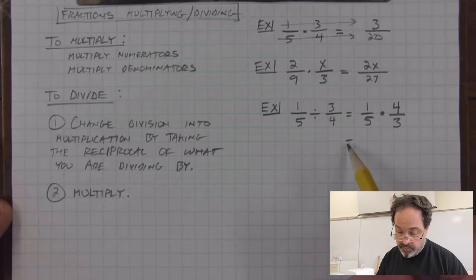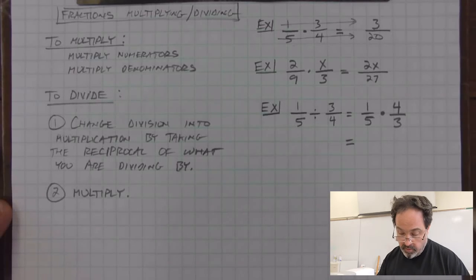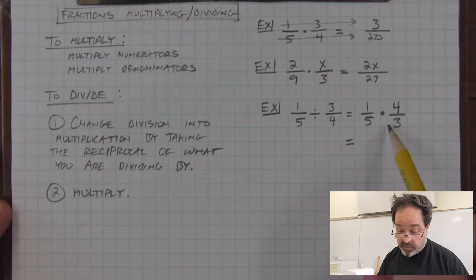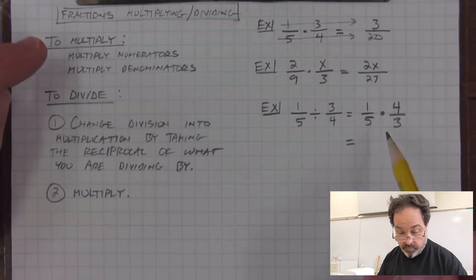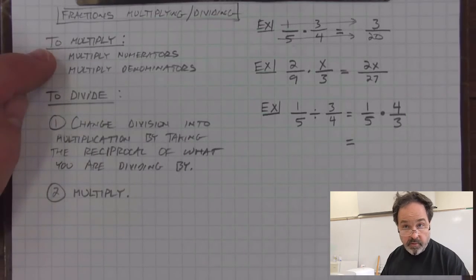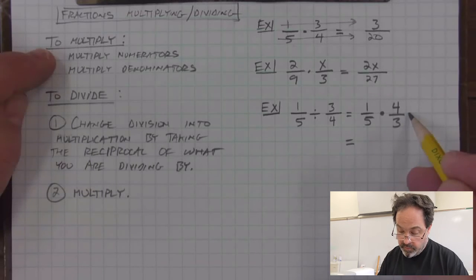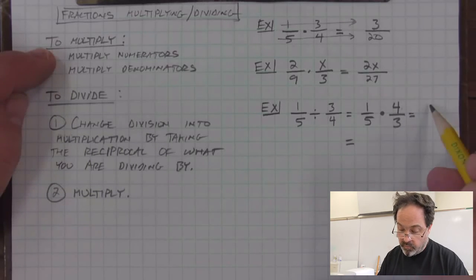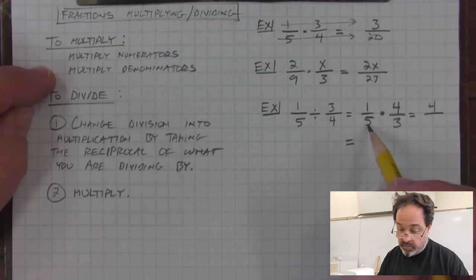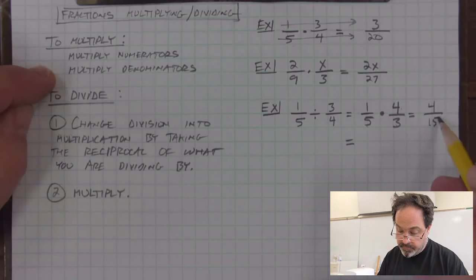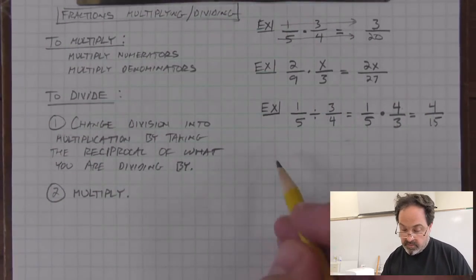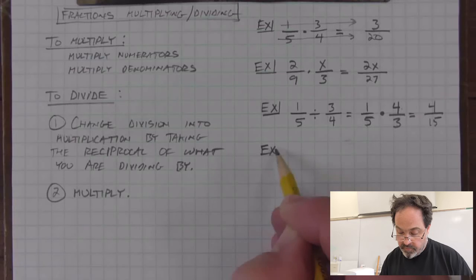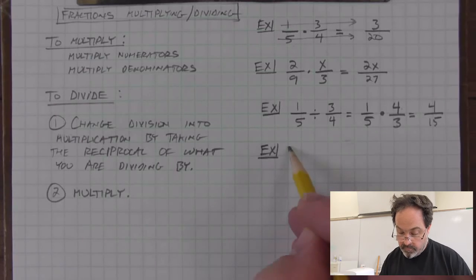Now that we have fraction multiplication, we go ahead and we multiply by following the rules that we've seen before. Multiply the numerators. 1 times 4 is 4. And then multiply the denominators. 5 times 3 is 15. Let's see fraction division one more time.